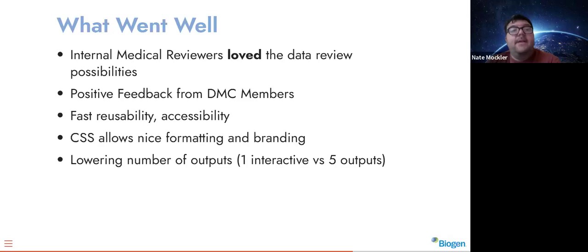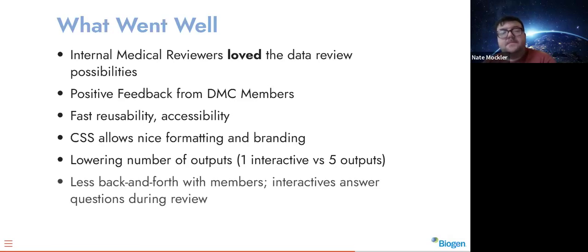I think that's a big benefit, as you have more trials and resources are always a consideration. I think there's less back and forth. Interactives answer questions during review. We want to try to minimize the back and forth. You want to have the review, and that's it.